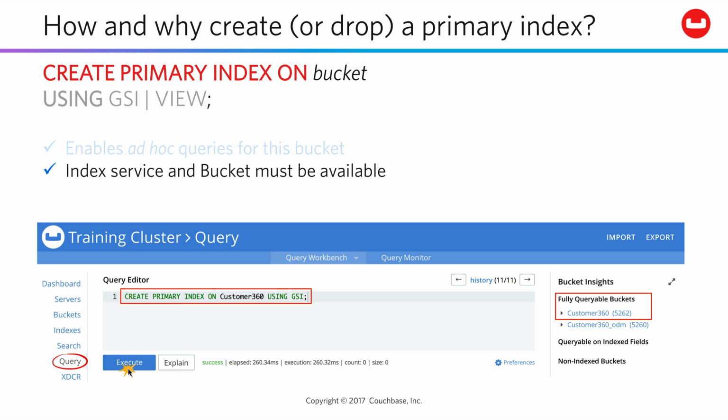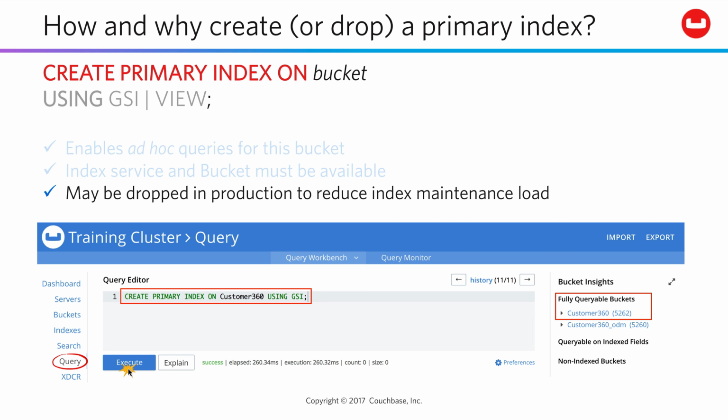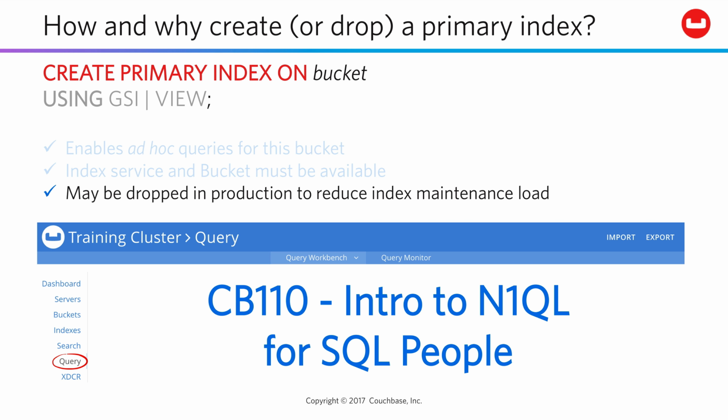Primary indexes are particularly useful during development. In production, though, you would likely drop primary indexes to reduce maintenance load in favor of specialized indexes for the specific queries that you require. To get a solid introduction to N1QL, take our free online course, CB110, Intro to N1QL for SQL People. We also offer deep hands-on N1QL training courses if you want to reduce project risk by ensuring your team gets their code right the first time.